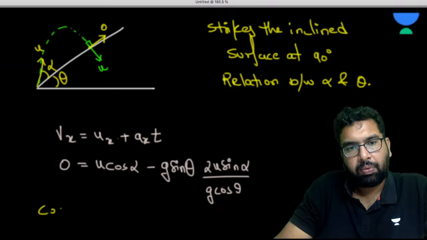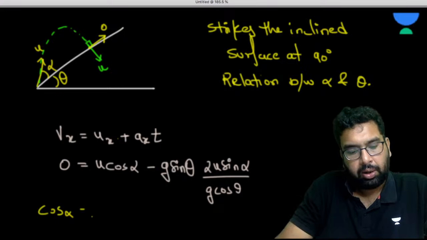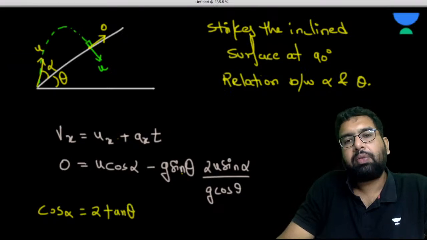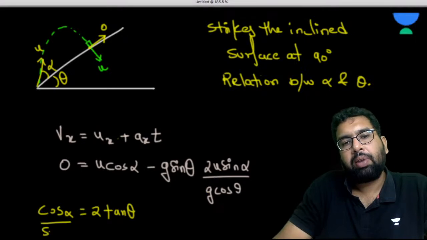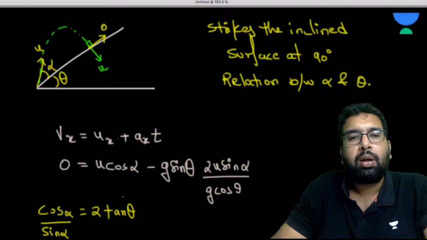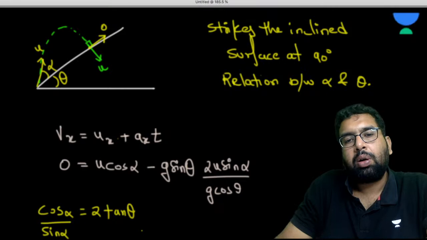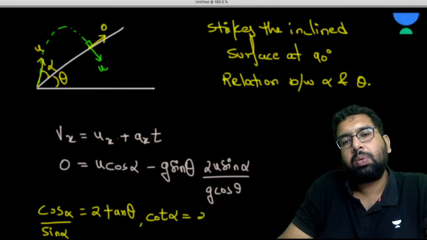So cos alpha is equal to sin theta cos theta, so it is going to become 2 tan theta. Sin theta cos theta will become tan theta. This sin alpha, I'll take it here, so it will become cos upon sine, 2 tan theta. So this will become cot alpha. This will become cot alpha is equal to 2 times tan theta.